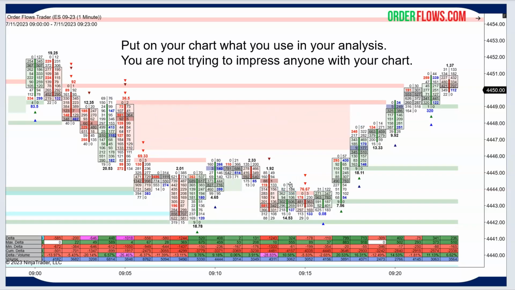And there's just so much information you could put on. But don't overwhelm your chart, that makes it very messy. Again, just put on what you need to see to be successful.